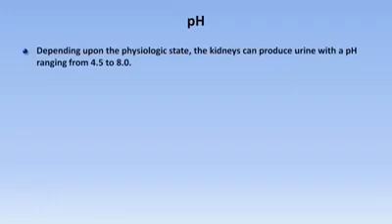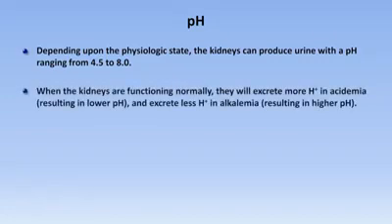Moving on to pH, depending upon the physiologic state, the kidneys can produce urine with a pH ranging from 4.5 to 8.0, though the lower limit of detection on some dipsticks is 5.0. When the kidneys are functioning normally, they will excrete more hydrogen ions in acidemia, resulting in lower urine pH, and excrete less hydrogen ions in alkalemia, resulting in higher urine pH.